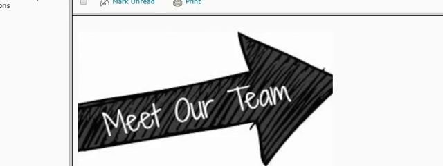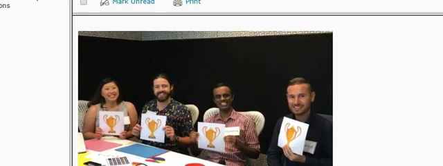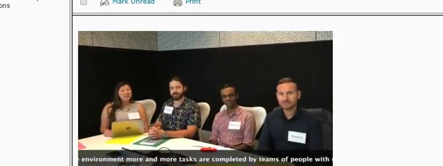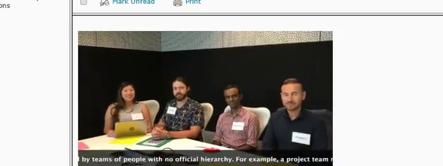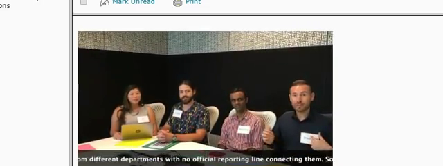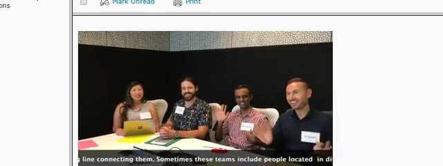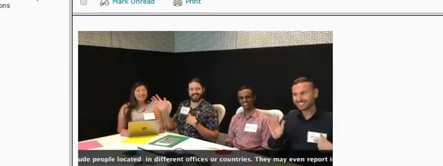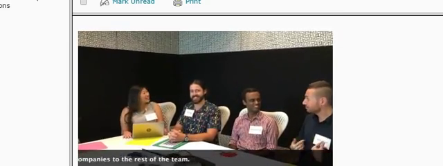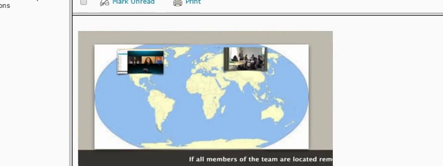We will be exploring an example of a functional team, which will have been brought together to work on a specific project. In today's corporate environment, more and more tasks are completed by teams of people with no official hierarchy. A project team made up of individuals from different departments with no official reporting line connecting them. Some of these teams include people located in different offices or countries. They may even report to completely different companies to the rest of the team. If all members of the team are located remotely, the team is referred to as a virtual team.